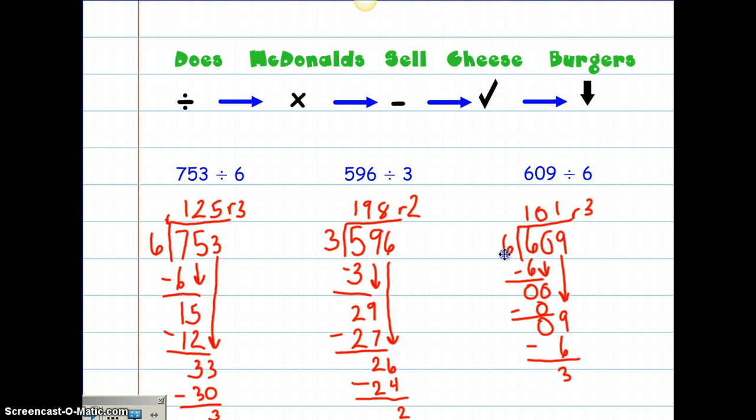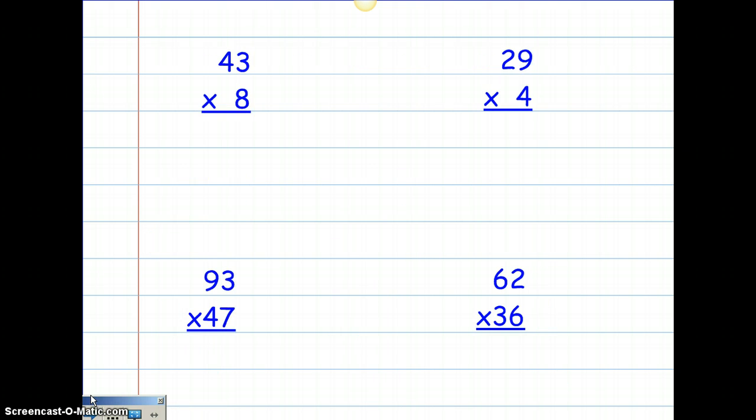Think about that. 6 times 11 is 66, nowhere near 609. So you need to make sure that you are doing that step. And I wanted to show you one with a 0 in it so you understood that.